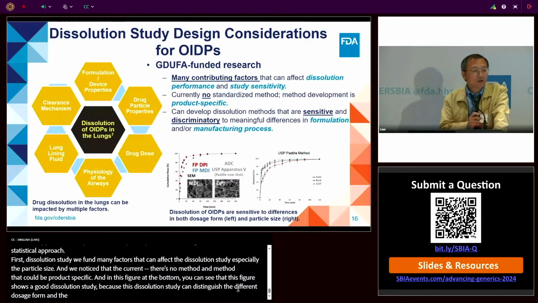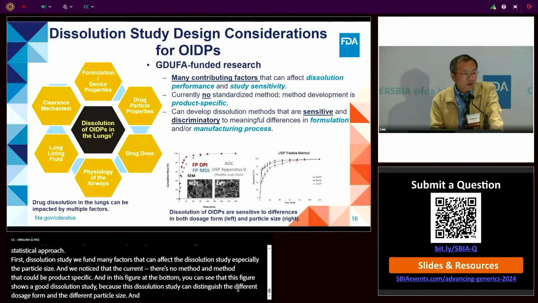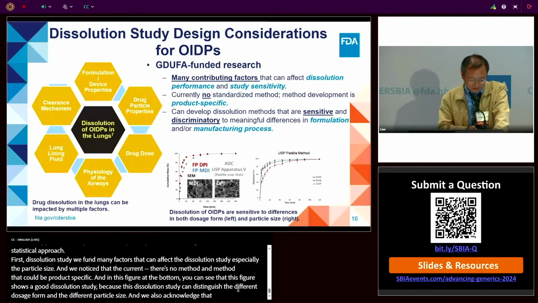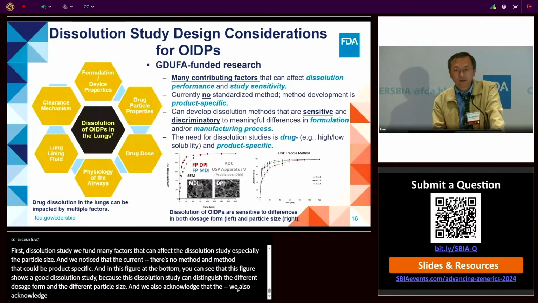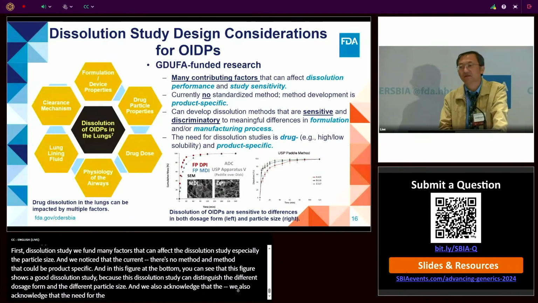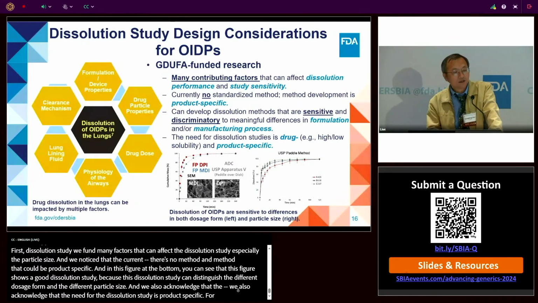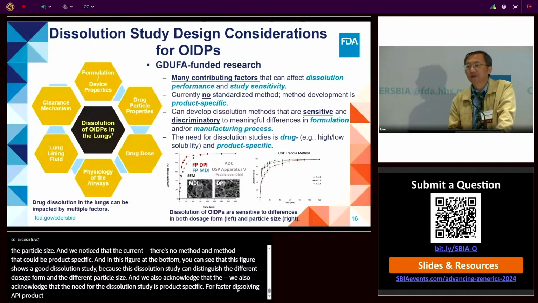And we also acknowledge that the need for the dissolution study is product specific. For fast dissolving API products, the dissolution study may not be necessary.